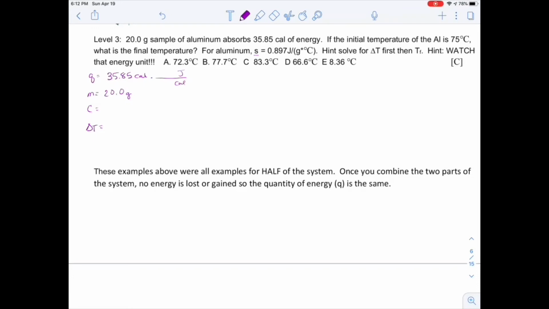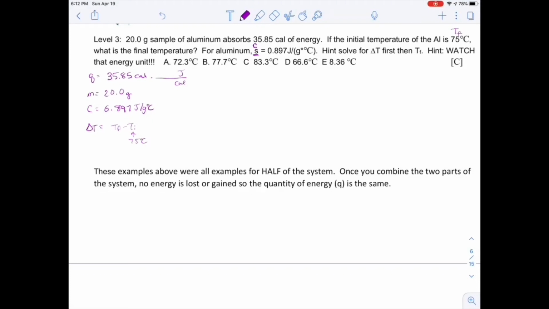When you look in the problem, you'll see that we have S and not C, but we've already talked about this. You know that little c is the same thing as S. So we can just put that number in, 0.897 joules per gram degrees Celsius. And reading the problem, the initial temperature is the 75 Celsius, that should say T i. And that's 75 degrees Celsius.